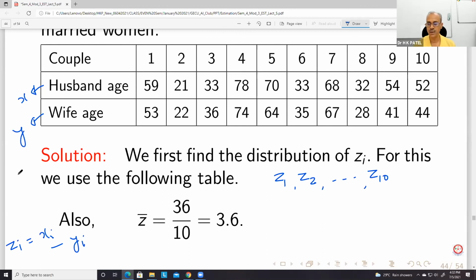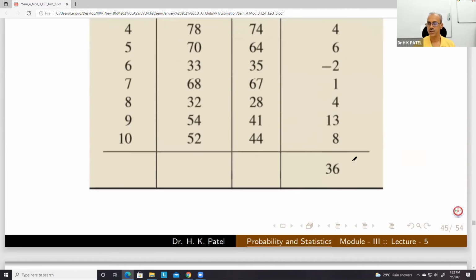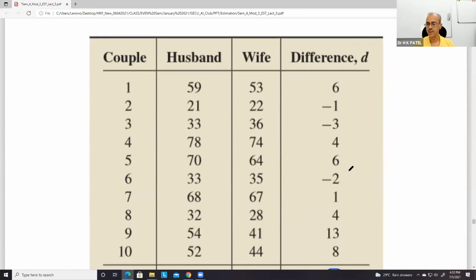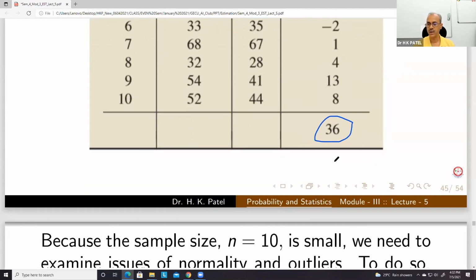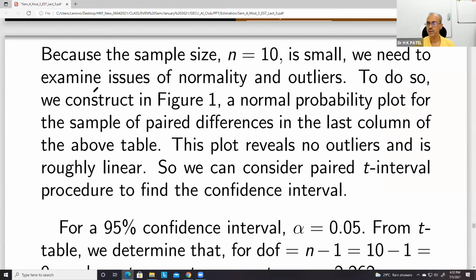Then you can construct the table for the difference, and then you divide by the number, so this value you can calculate. It is given here, in fact. This is the sum of the Z's, and dividing it by 10, you will get the mean.